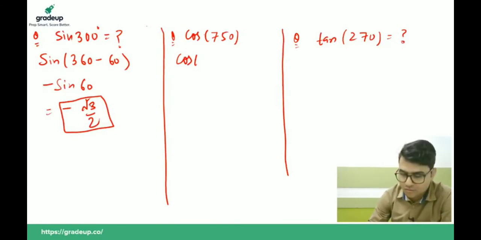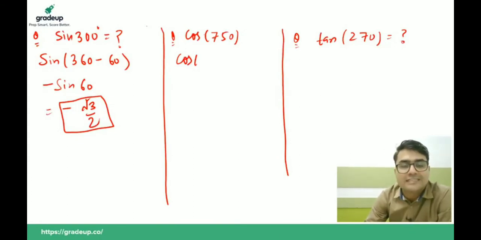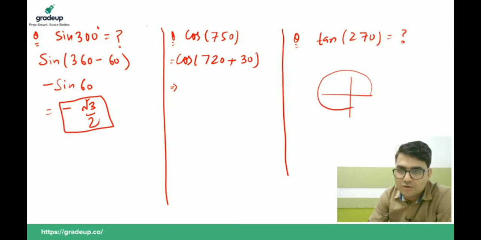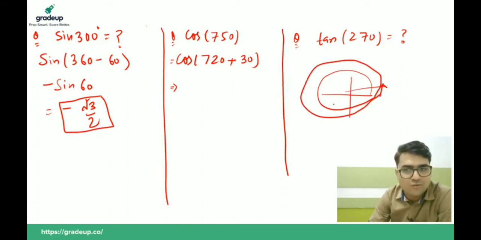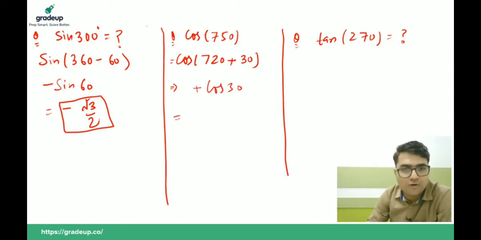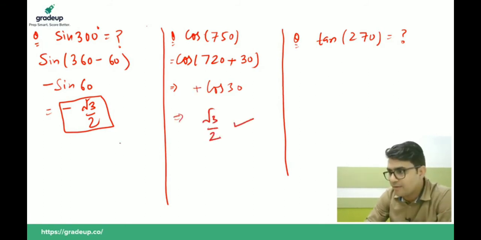Okay, so guys, 750 I can break into 720 plus 30. Now 720 is two complete rounds. I can say this will lie in the first quadrant. Just check it out: this is your 360, this is your 720, and plus 30 is in the first quadrant. There is no change at 720, so you will get cos 30, and cos is positive in the first quadrant. You will get your answer. I hope you got the point.